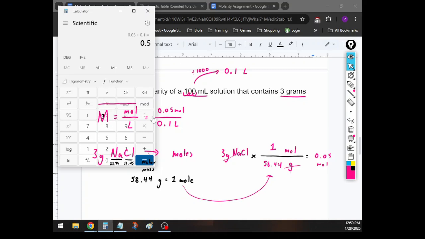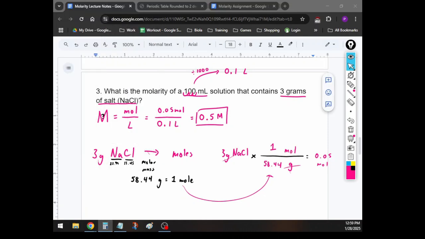And then that'll give us our answer of 0.5. So our answer is 0.5 molarity. Okay, and this is pretty much what you'll be doing for your labs going forward, because you're going to have to make certain solutions.